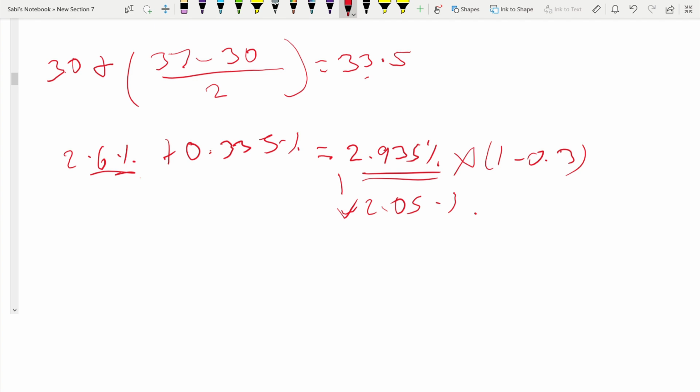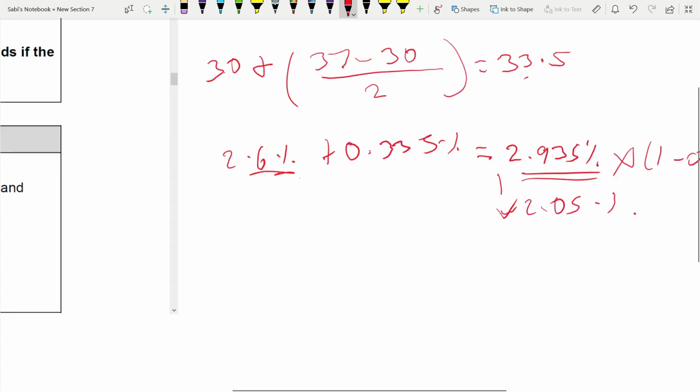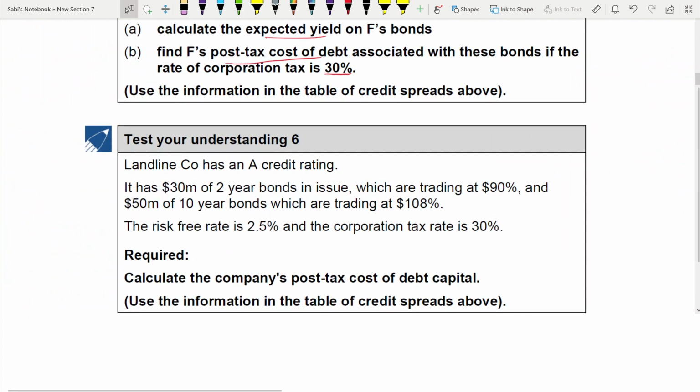Now we are moving on to test your understanding 6. Landline company has a A credit rating. It has 30 million of 2 years bond in issue, which is trading at 90%, and 50 million of 10-year bond trading at 108%. Risk-free rate is 2.5%. Corporation tax is 30%. Post-tax cost of debt capital. Looks a bit too much, right?